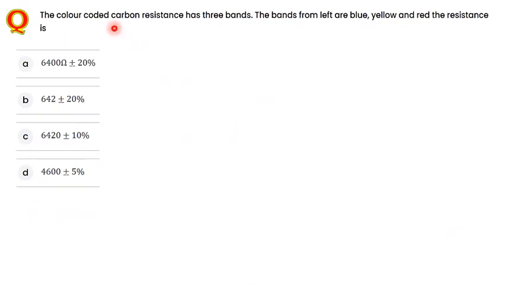The next question here is that this time they will ask you only colors. Based on these colors, we have to find the value of the resistor. See here, the color coded carbon resistance has three bands. They are given three bands. The bands from the left are read from left to right. You have to read this one.